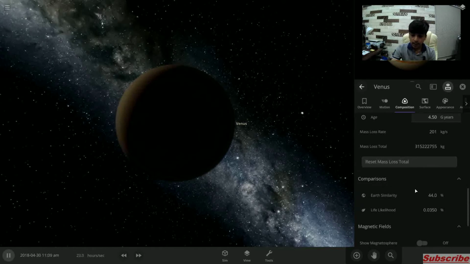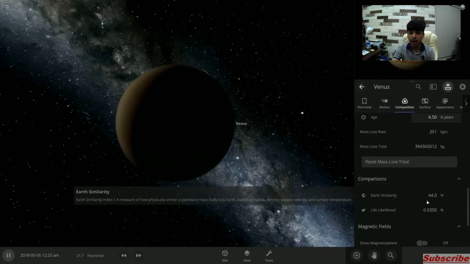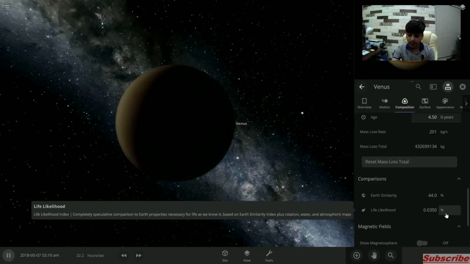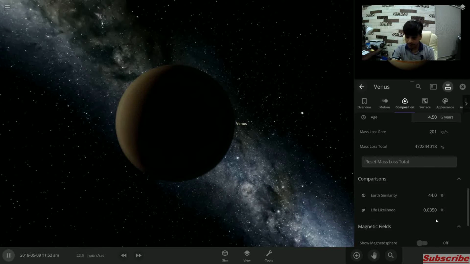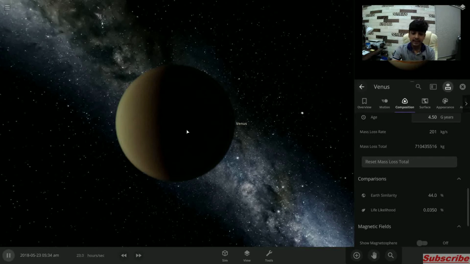Nobody knows why, but another surprising thing is that its similarity is half of Earth, and its life likelihood is 0.0350. Now, I don't know how accurate this is, because once you land on Venus, you will first be encountered by the massive temperatures, and then the massive pressure, and then also the sulfur dioxide and lava.